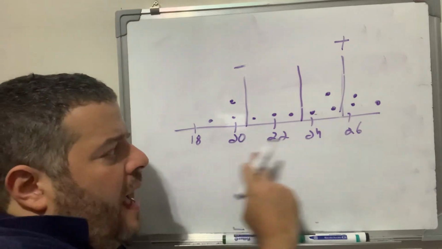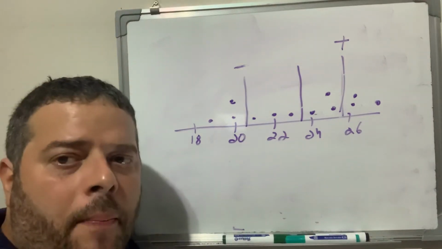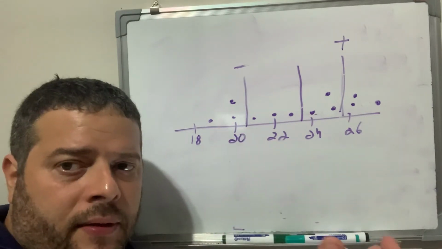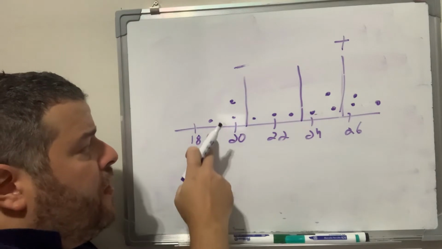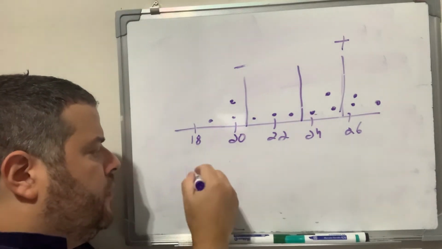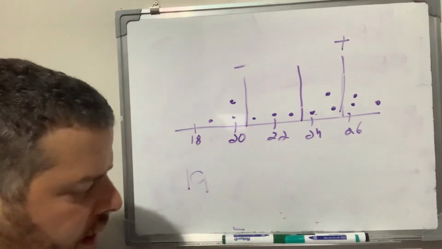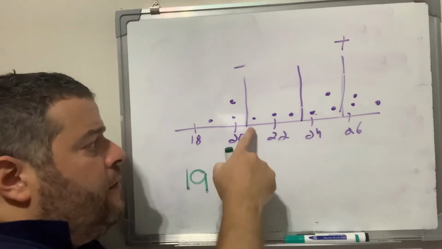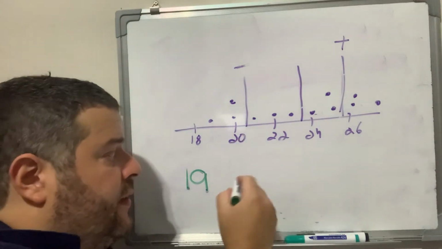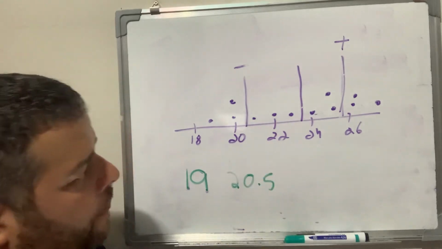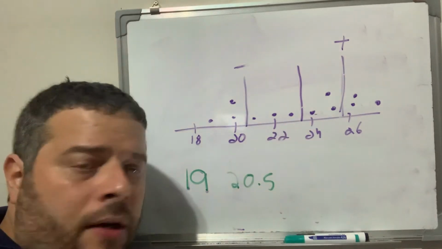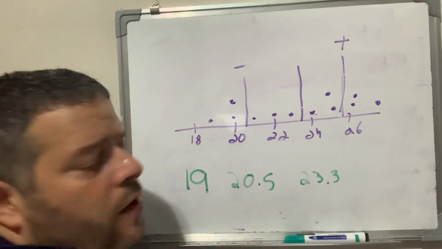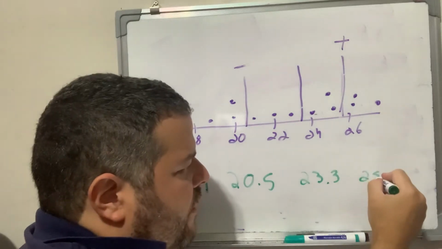So let's say I want to give a 5-number summary from this data I'm seeing before I give the box plot. What you're gonna do is give the minimum measured value, 19. You're gonna give your first quartile, let's say it's 20.5. You're gonna give your median or second quartile, let's say it's 23.3. You're gonna give your third quartile, let's say it's 25.8.